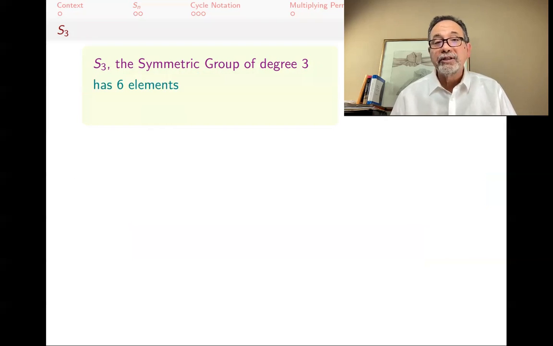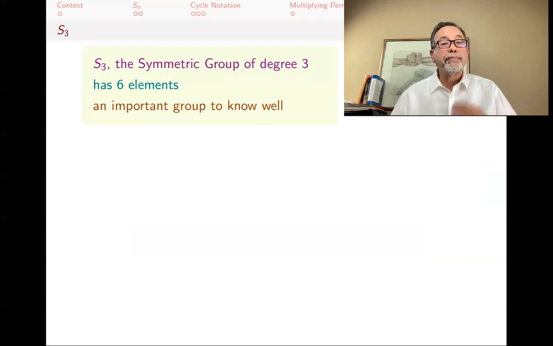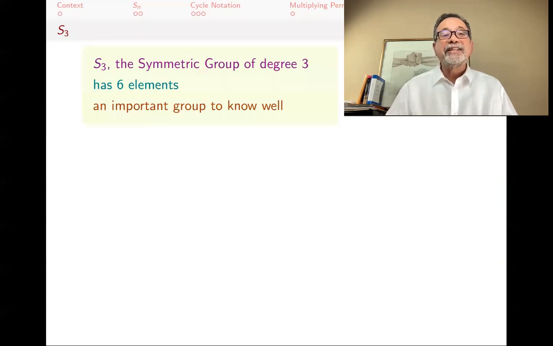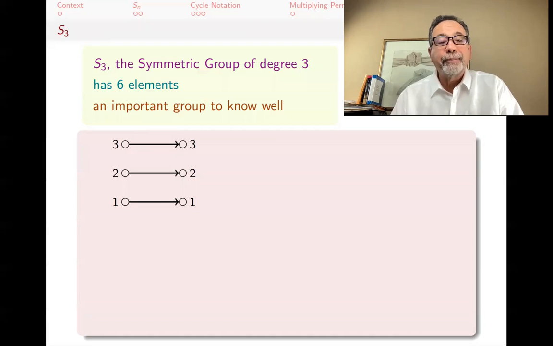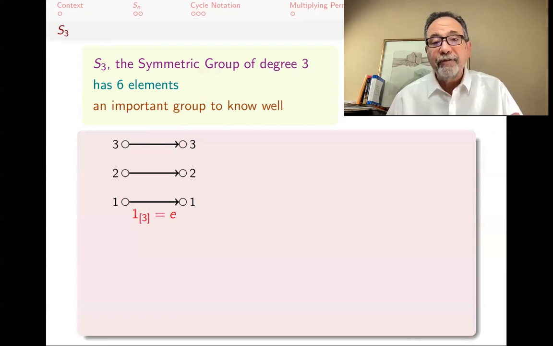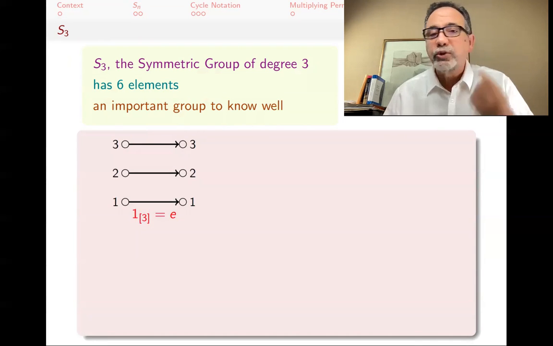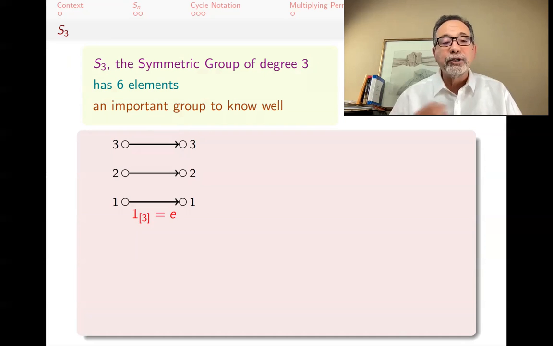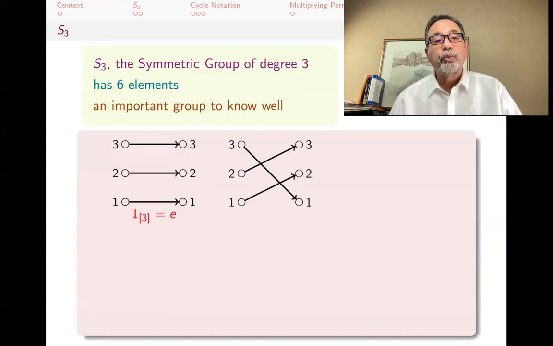That has 6 elements because 3 factorial is 6, and this is a pretty good group to get to know. It's the smallest group where the multiplication is non-commutative, and over time you want to be really friends with this group S3. What are its elements? These are one-to-one onto maps from 1, 2, 3 to 1, 2, 3. One element is the identity element, which in every group I denote by E, but you could also call this 1 if you like. This is the map that sends 1 to 1, 2 to 2, 3 to 3. Here's another map. This is the map that sends 1 to 2, 2 to 3, 3 to 1. This is a cycle, a 3 cycle, (1 2 3).